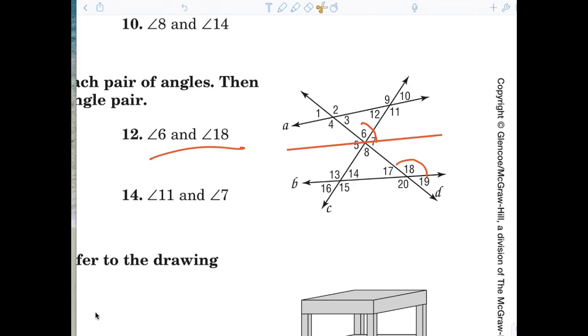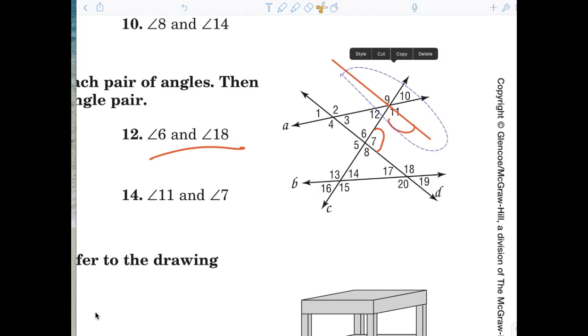All right, so let's look at 14 now. So now I have to erase, obviously. Let me go back here, and now I'm going to highlight 11 and 7. So here is 7, and here is 11, right? So now I can say that's consecutive interior. But again, it's not obvious until I take line A, right? And I take that now, and you can see if I swing it this way, now it's easier to see that those are consecutive interior.